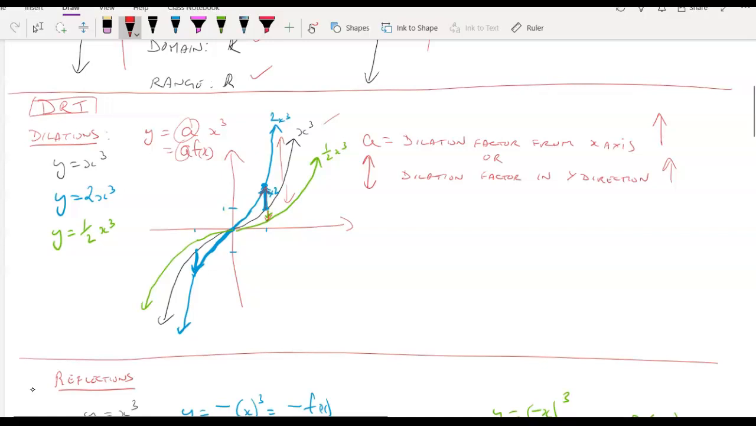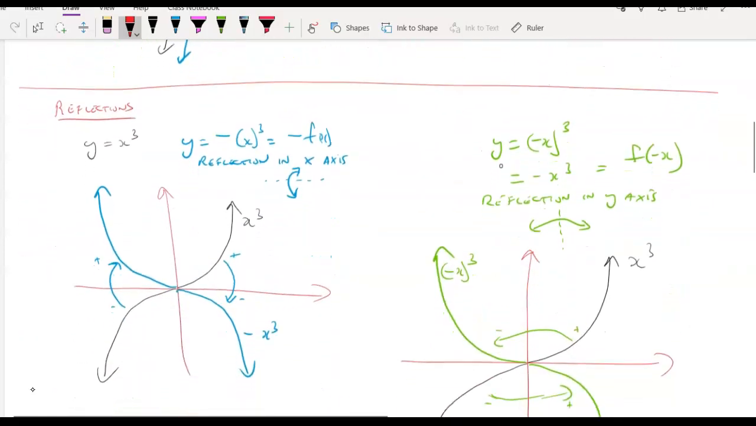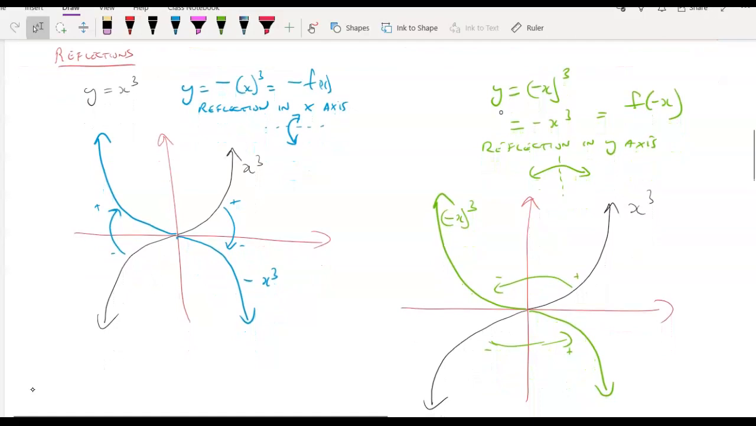Pause the video please, and take down some notes that you need on dilations. These are dilations where the dilation factor is in front of the function, a times the function. Okay, I presume you've paused the video and taken the notes you need. Let's quickly look at reflections.